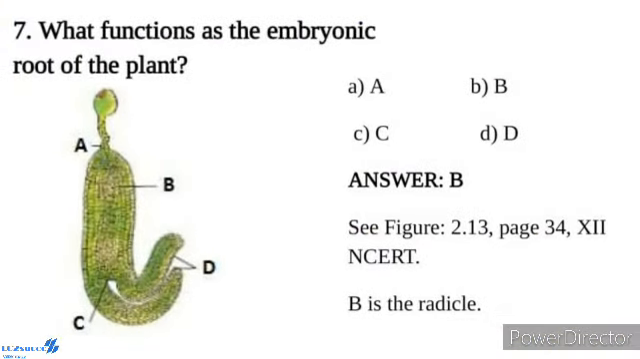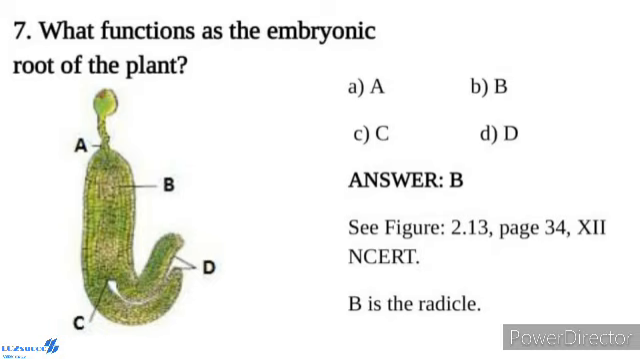Question number 7. What is the function of the embryonic root of the plant shown in the diagram of a dicot embryo? The embryo develops at the micropylar end of the embryo sac, where the zygote is situated. Most zygotes divide only after a certain amount of endosperm is formed. This is an adaptation to provide assured nutrition to the developing embryo.